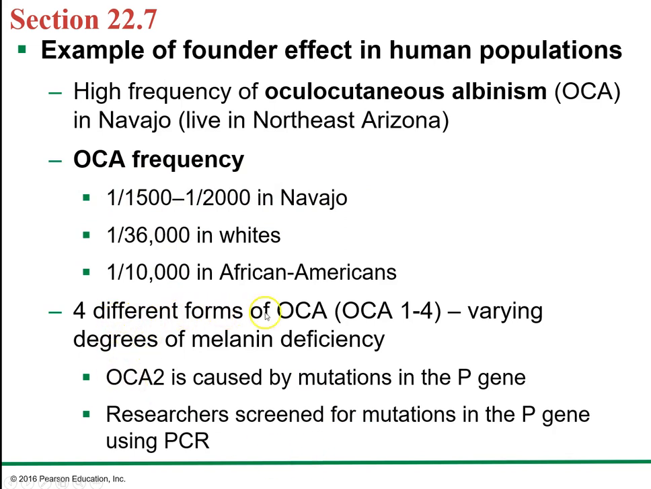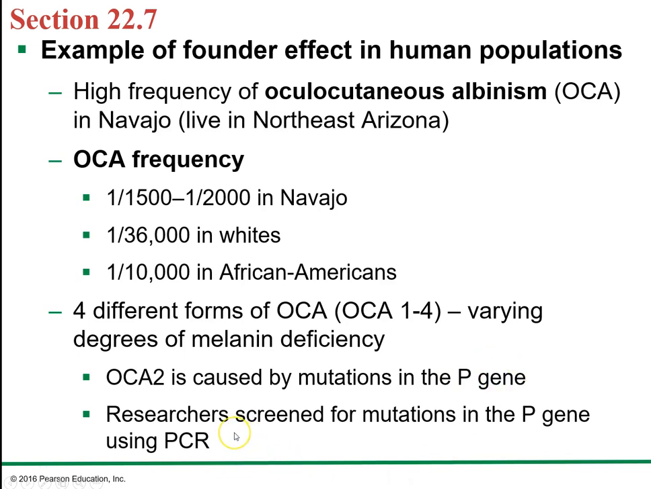Now, there are 4 different forms of this OCA, OCA 1 through 4, all of which have varying degrees of melanin deficiency. The one that we're going to focus on is OCA 2. We know what the genetic mutation is and where it is. It's caused by a mutation in this key gene, as we're calling it.